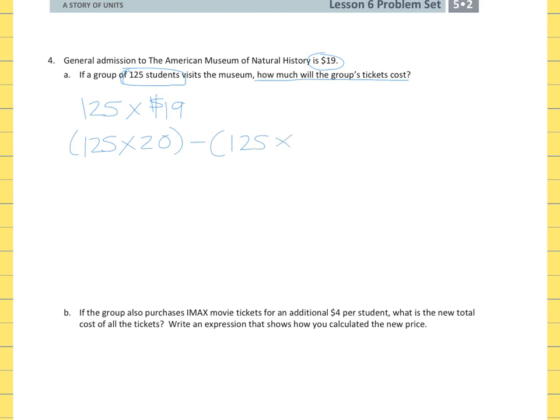I'm going to take away 125. So that would be $19. So mental math, you have 125 times 20. That means you're going to do 125 times 2, or you're going to double 125. Or you can think of it as like $1.25 or $125. And when you double that, that's going to be $2.50.